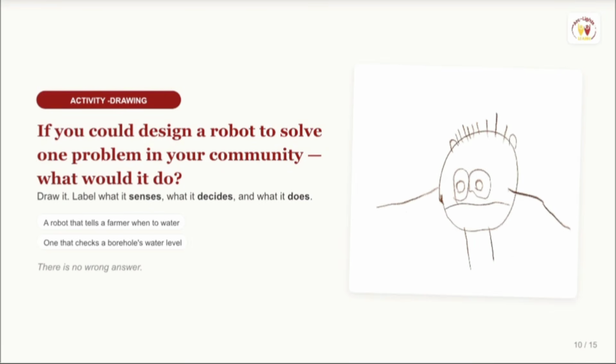Something that simple, okay? The point here is for you to be able to label the three things: what your robot senses, what your robot decides, and what your robot does. Don't forget, when you're done, carry out this activity with your learners and swap your sheets. Then label the input, the process, and the output. Every robot you draw has some IPO logic in it.